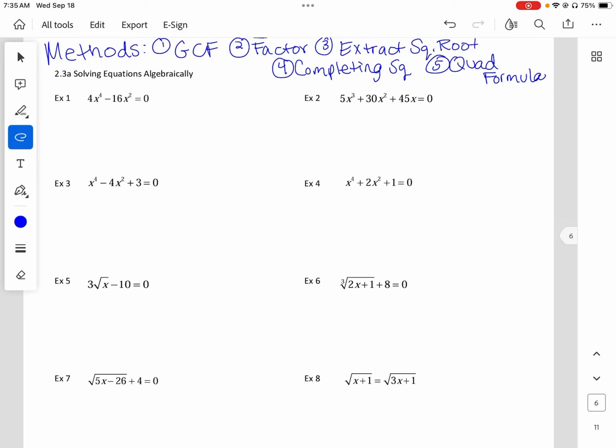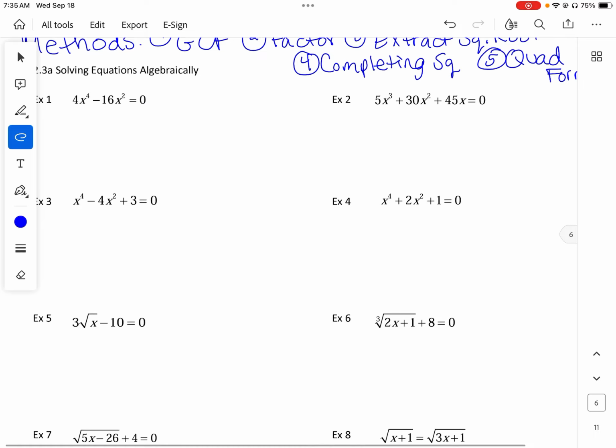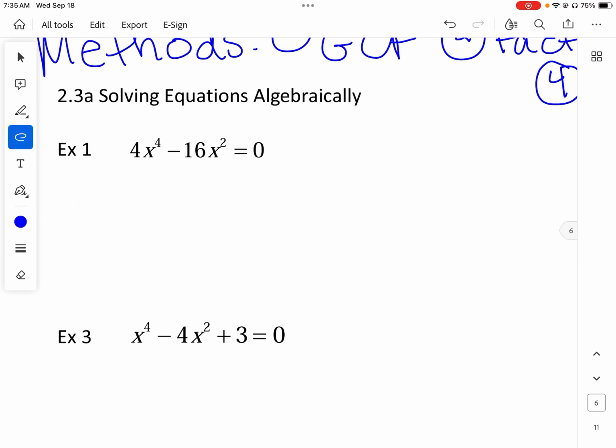So we're going to have to look for all the different things that we can do. So it's going to be a few steps, but we're still solving. So that means we're going to have answers such as x equals blank. So it depends on how many solutions, roots we have, will depend on how many we get. So let's look at this first one.